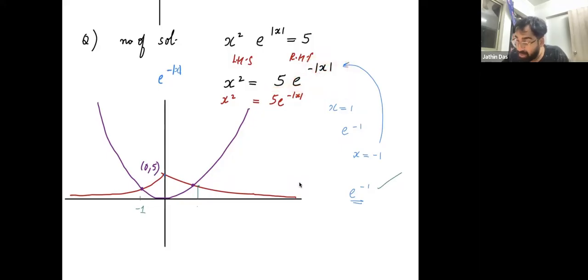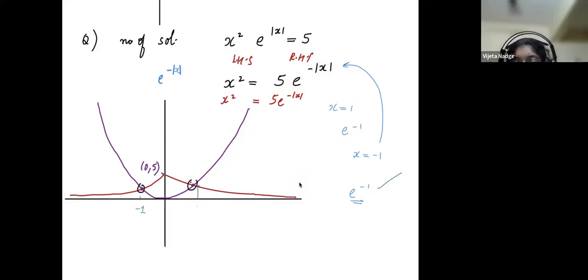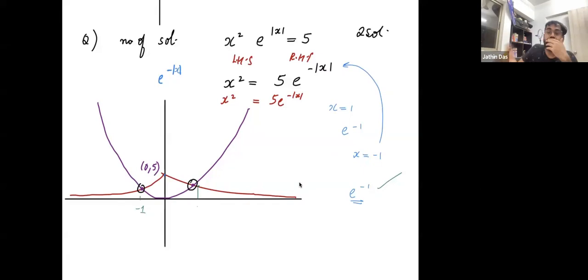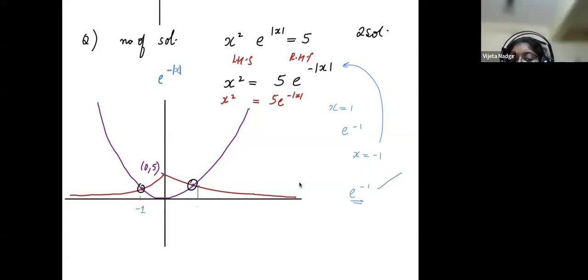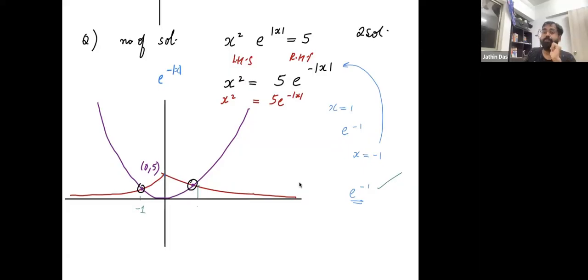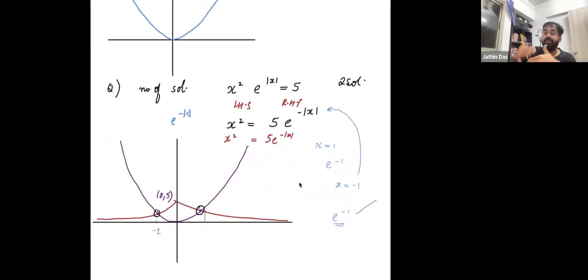But how many solutions are you getting? Two solutions, directly. You cannot solve it theoretically. Theoretically, how will you solve it? What will you do by taking the log? So sometimes the graphical method will help you. We usually use this in functions, a little bit in quadratics, and a little bit in 12th standard functions. Many questions you can do like this.